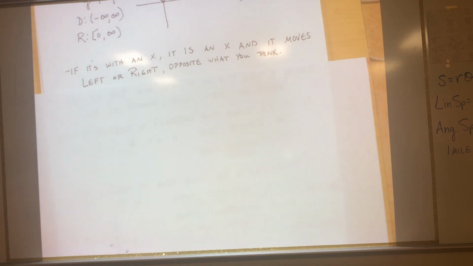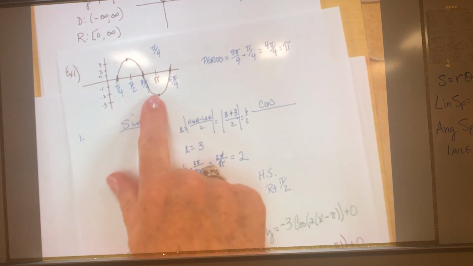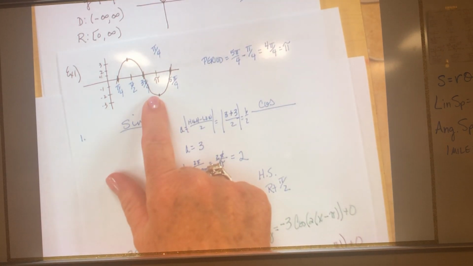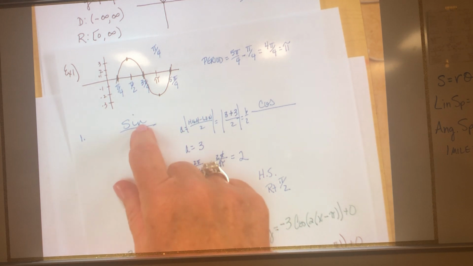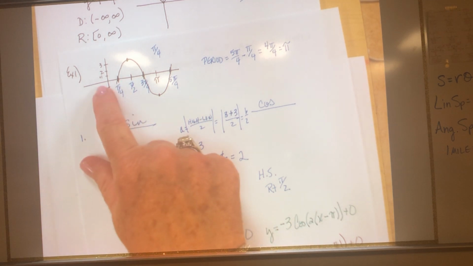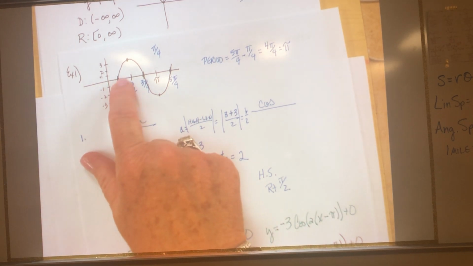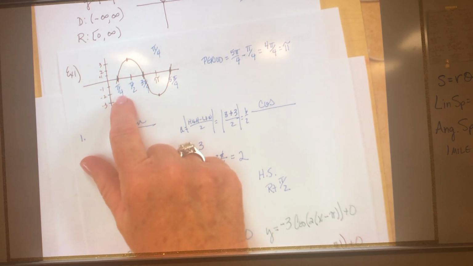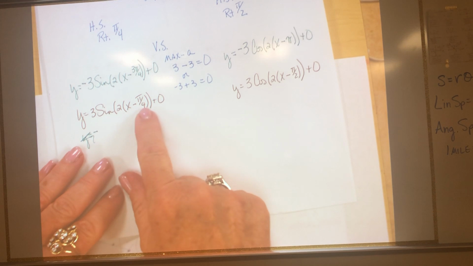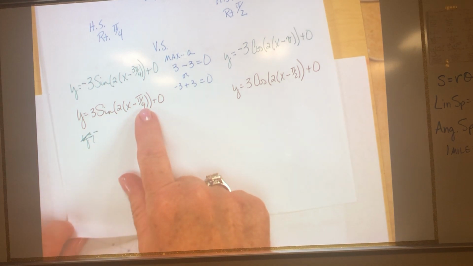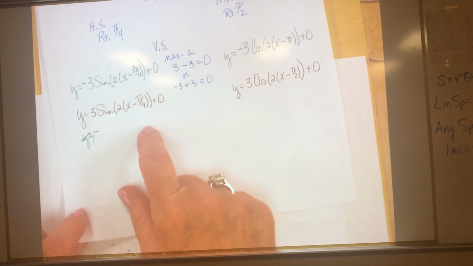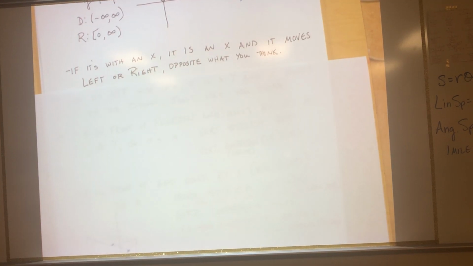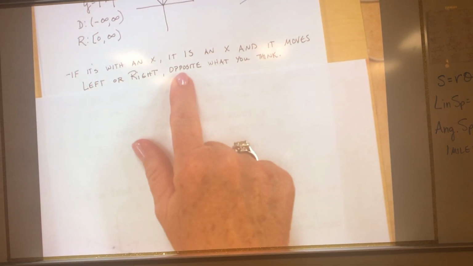So, look, I'm going to show you. This is a sine curve. This is the way a sine curve looks. Normally a sine curve starts right here, but this one has been shifted right, pi over 4. Look at the equation, minus pi over 4. See? Pretty cool. Very neat.